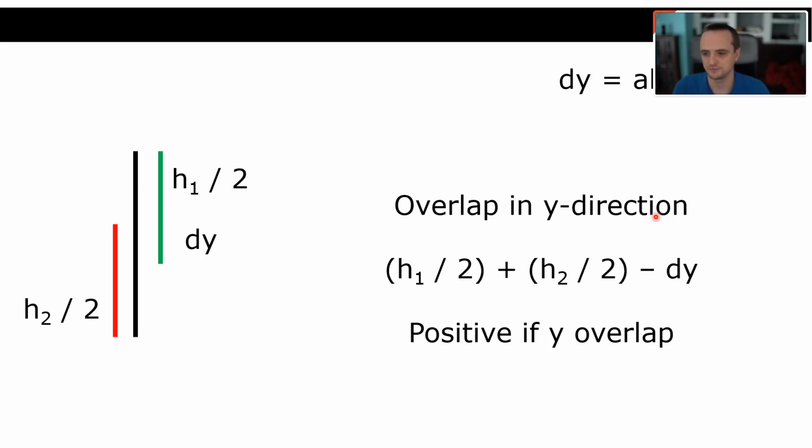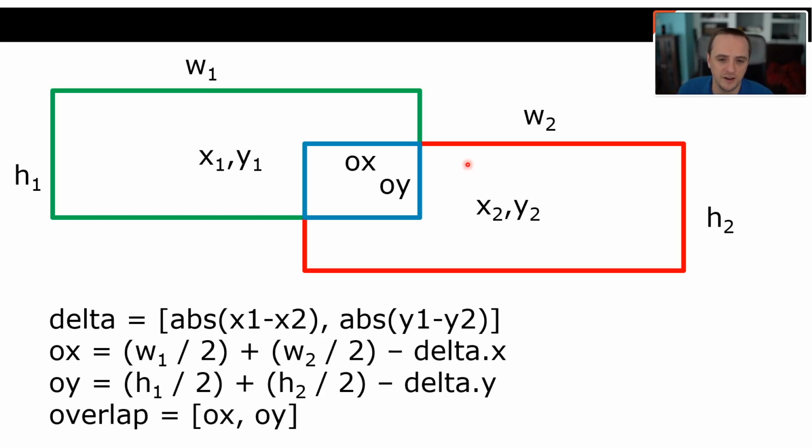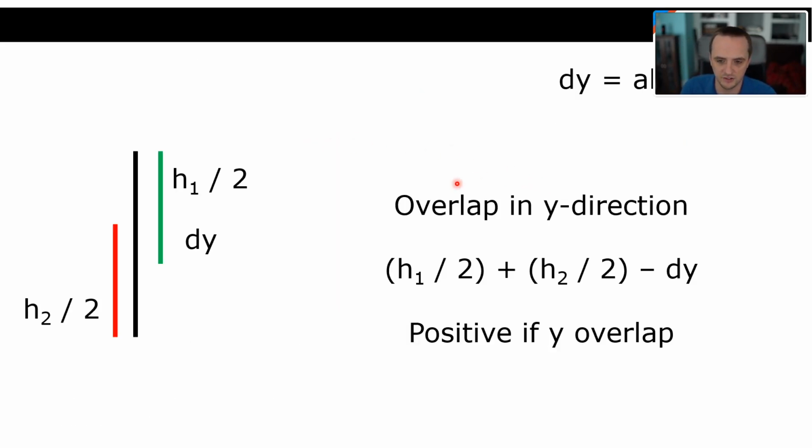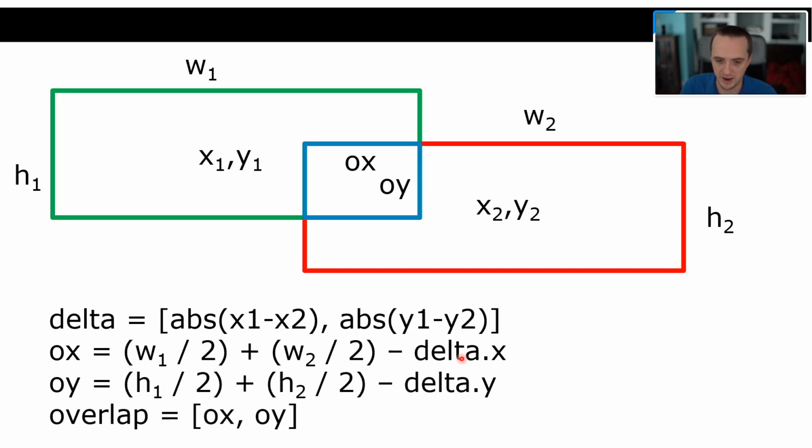Okay? Now, this tells us if there's an overlap. But now we're going to compute the magnitude, or size, of this overlap. So what we're going to do is compute this and store it in a vector. So we have delta. Delta is our dx and dy. It's our delta vector, and it's going to have an x and a y component. The x and the y component are going to be the dx and the dy that we just saw. So the dx is the absolute value of the difference of the x values, and the dy is the absolute value of the difference of the y values.